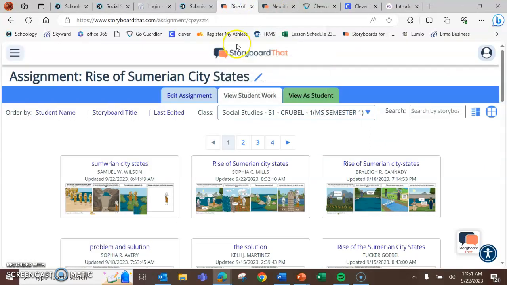Next up, we have the rise of the Sumerian city-states. That was what we did last Friday. That's that 4-panel storyboard. We had to illustrate the solution to those 4 problems that the people that moved into Mesopotamia had. That one is due by the end of next week. It should already be done. It was only 4 panels.